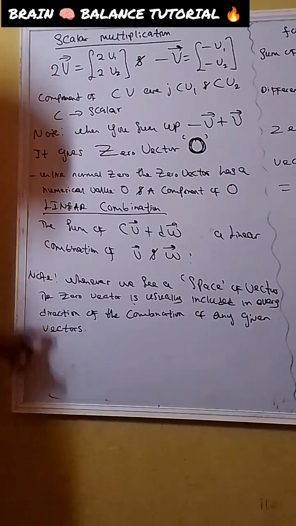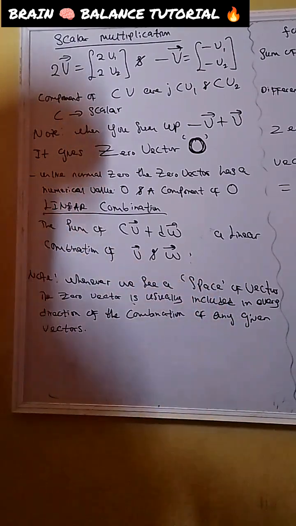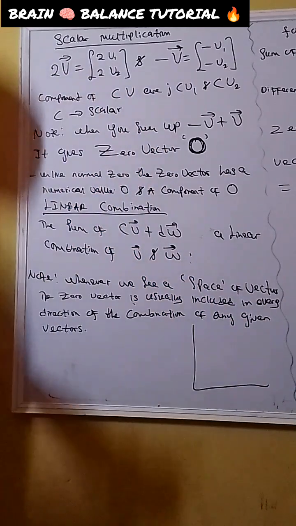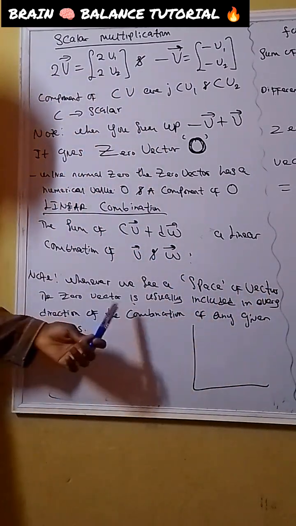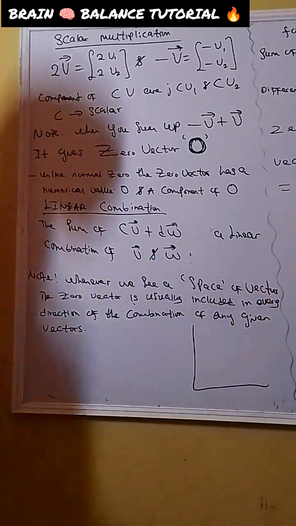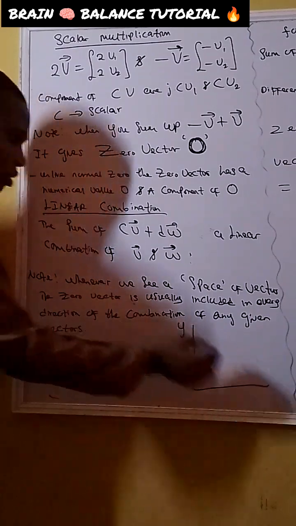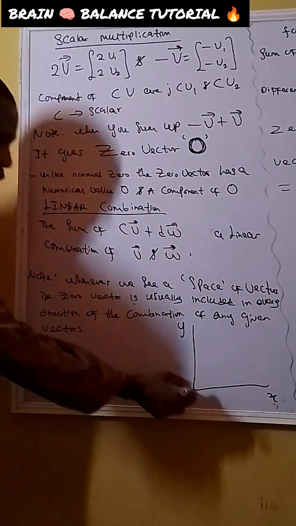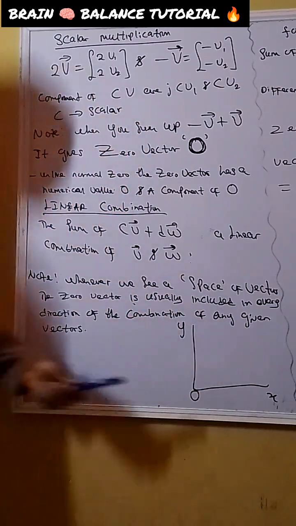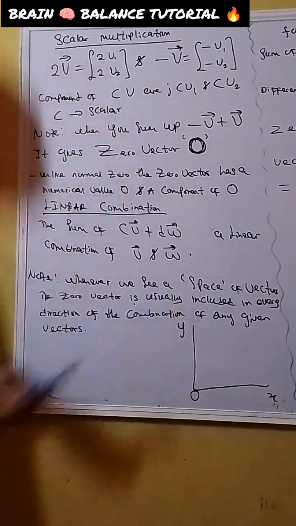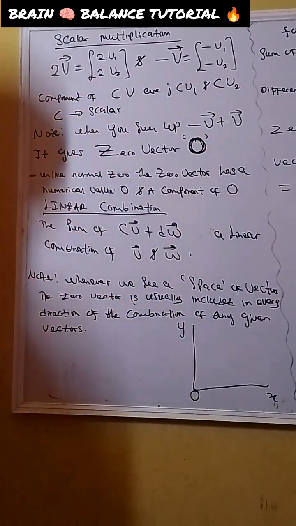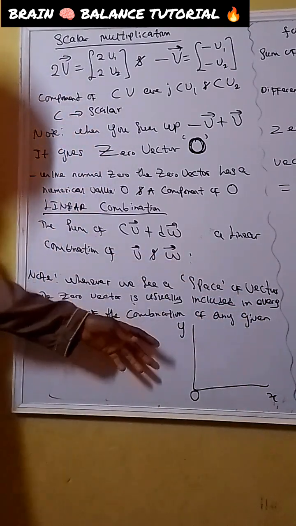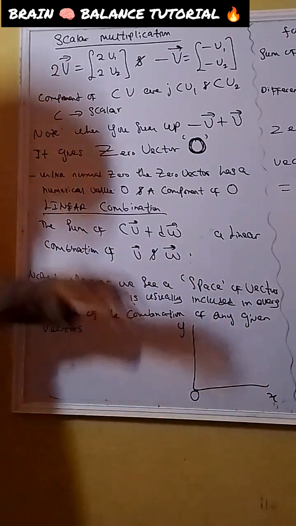Now you have to note that whenever you see a space, what does the space mean? Literally, when you are drawing your dimension, just like I explained at that time, whenever you see a space of a vector, the zero vector is usually included. That means this is your y-axis, this is your x-axis. The point at which you are going to start has to be with respect to zero. That is a 0 x-axis and a 0 y-axis. You get what I'm saying? So literally the zero vector is usually included in every direction of the combination of any given vector.